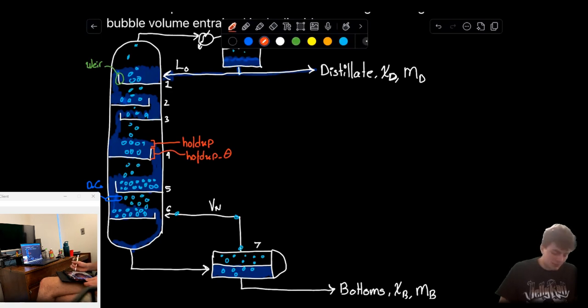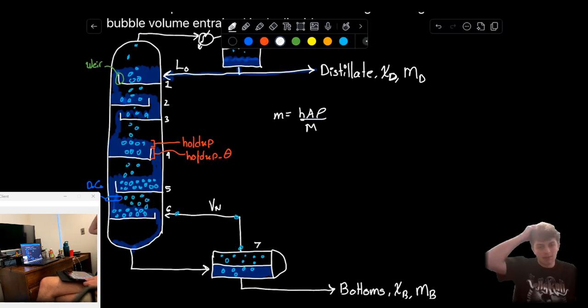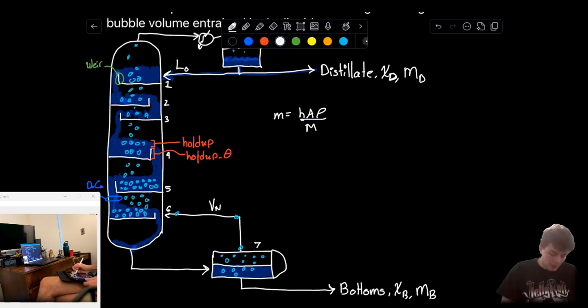Again, what are we looking for in actuality? Well, what we're looking for is mass. Well, what is mass but height times area, which is volume, times density over molecular weight, right? That will give us mass. So assuming area is going to be the same on each tray, density should be the same of each component, and obviously molecular weight of our components is going to remain constant. The only thing changing here is going to be height. So really we are writing mass as a function of holdup here. And that's going to be the idea in the equations that we derive momentarily. Okay.